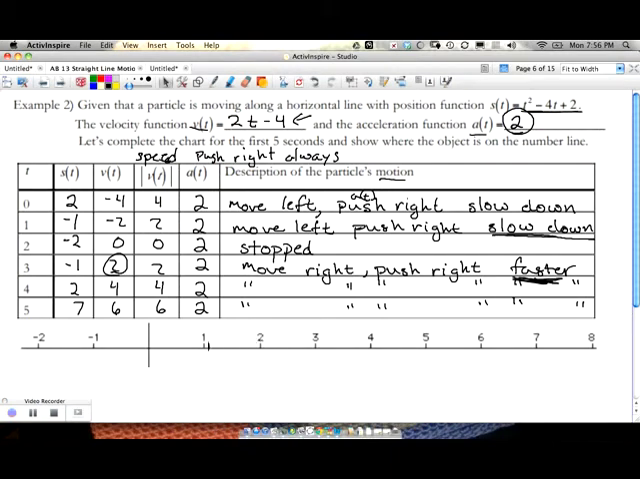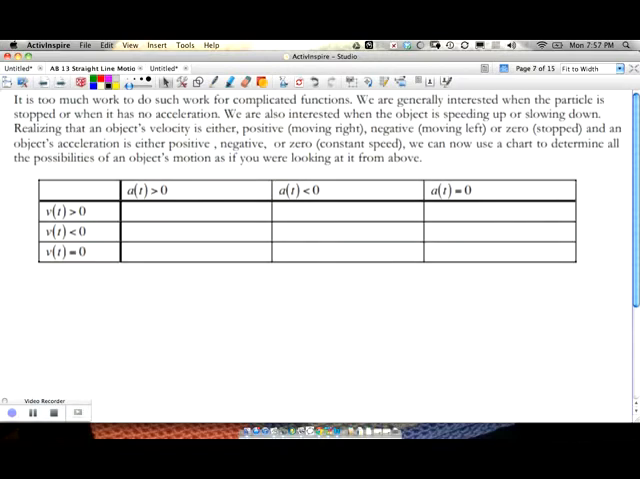Alright, so let's look at the next example here. Now we're going to get really into how we look at these opposing forces. If we know that A of t is greater than 0, so this is positive, A of t less than 0 is negative, A of t equals 0 is 0. Then V of t, that's positive, then we got negative, and then 0. So this is stopped, and this is moving left, this is moving right.